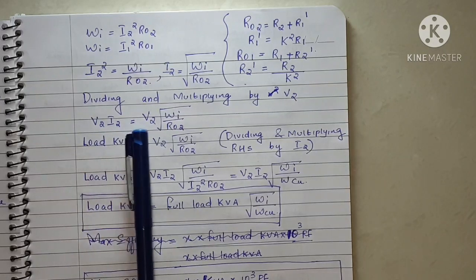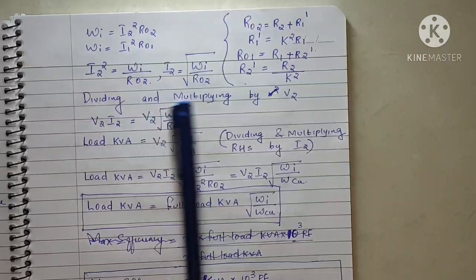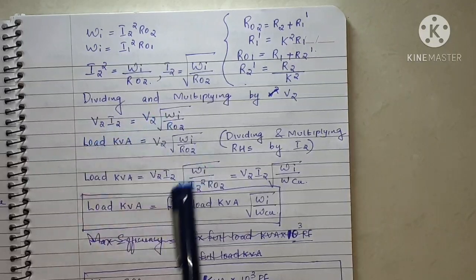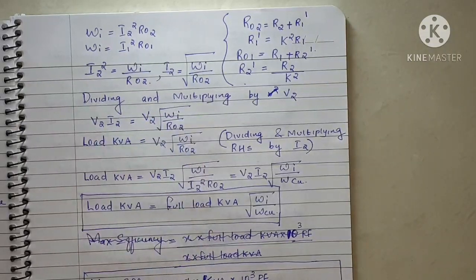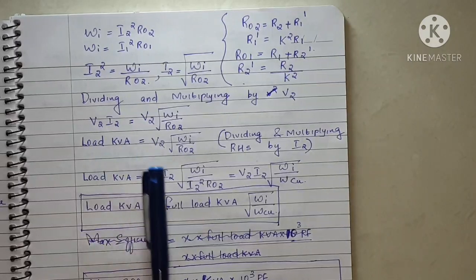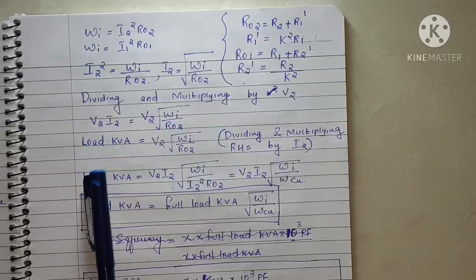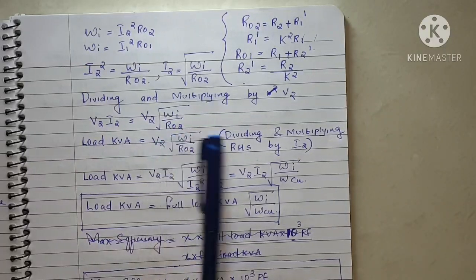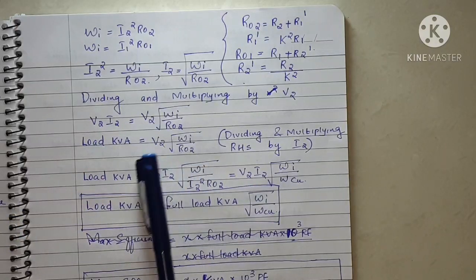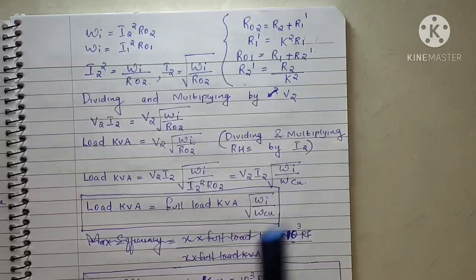V2 I2 equal to V2 root of Wi by R02, that is multiplying both sides by V2. V2 I2 can be written as load kVA equal to, VI is nothing but kVA, kilovolt ampere. So load kVA equal to V2 root of Wi by R02. Dividing and multiplying this right hand side by I2.